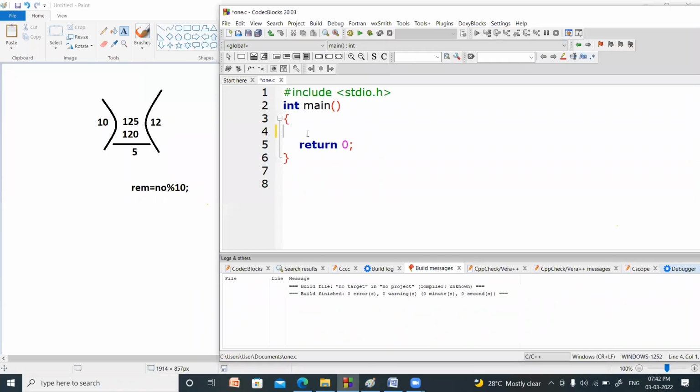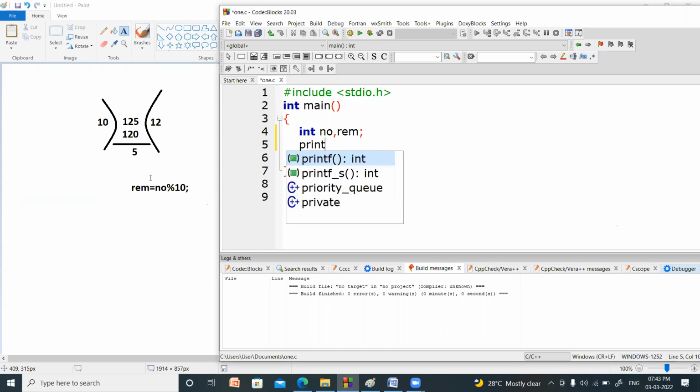Here, how many variables do I have to create? I have to read a number. After that, I have to find the last digit. The last digit is nothing but the remainder, no? So I have to create two variables. Two numbers. Numbers means integers in C language. Integer. What is my first variable name? Number. What is my second variable name? Remainder. First of all, you have to type a number. How to read a number here?